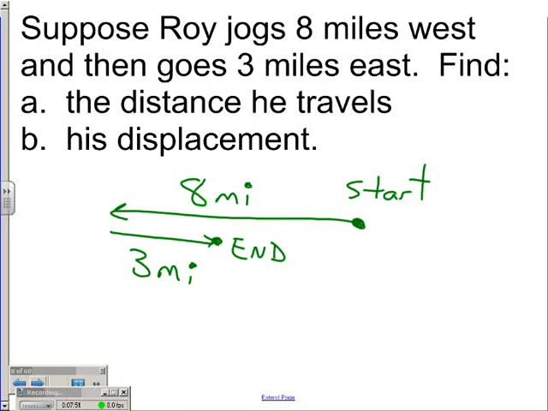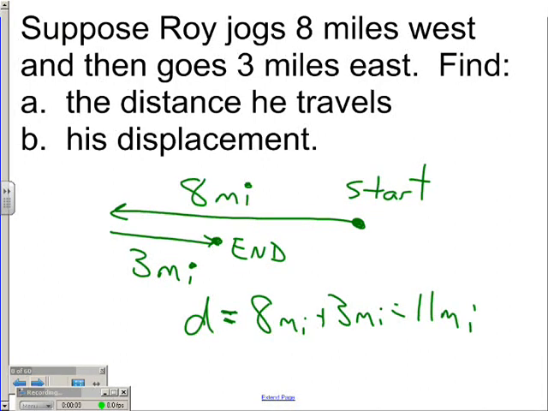Okay? So, to measure the distance that he travels, it's just an issue of how far did Roy jog, right? At the end of the day, he's going to be tired because he jogged 8 miles, he jogged another 3 miles. So his distance is simply how far he jogged total, which is 8 miles plus another 3 miles, so 11 miles.